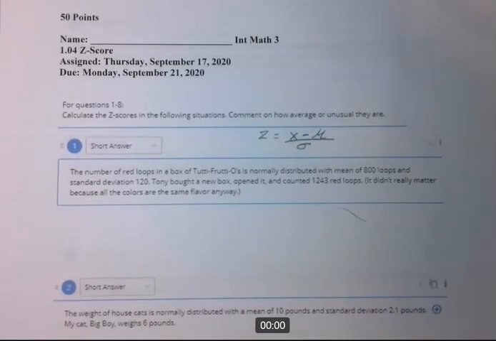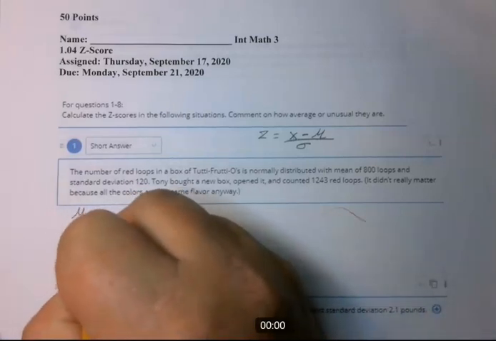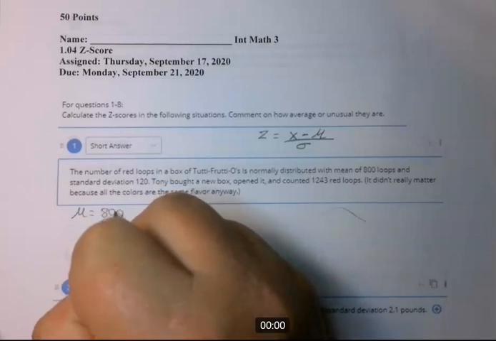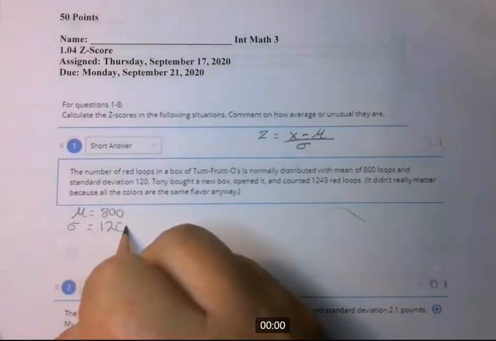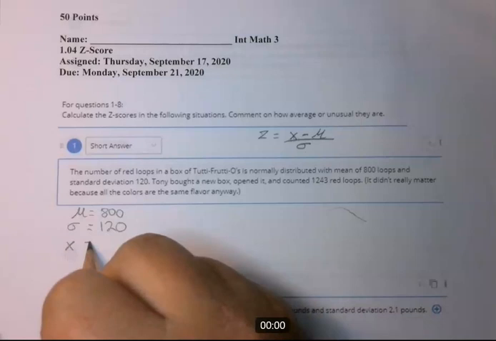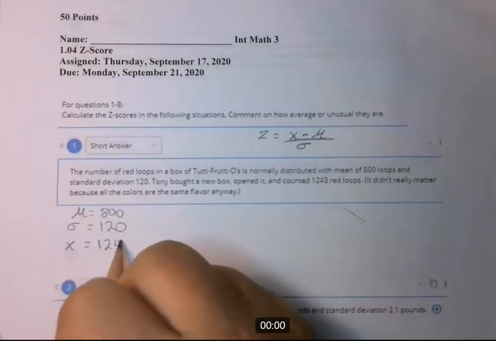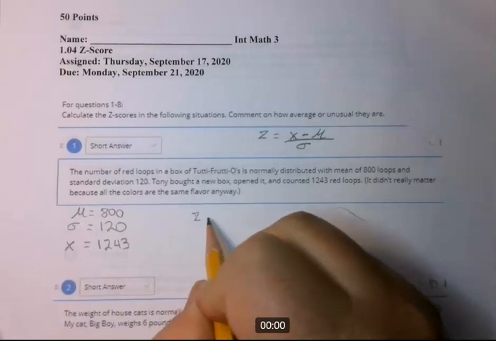Number one, the number of red loops in a box of Tutti Fruttios is normally distributed with a mean of 800 loops and a standard deviation of 120. Tony bought a new box, opened it, and counted 1,243 red loops. It didn't really matter because all the colors are the same flavor anyway. So what do we have here? We have a mean mu of 800 loops, a standard deviation sigma of 120, and the value that he received, what he counted, was 1,243. So we just simply plug into the formula.